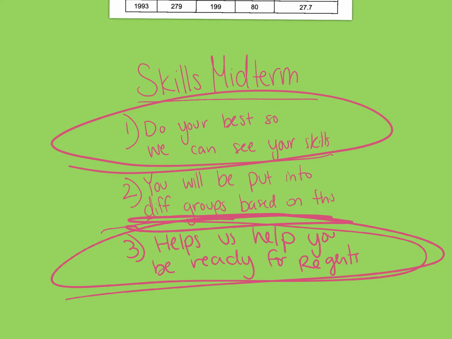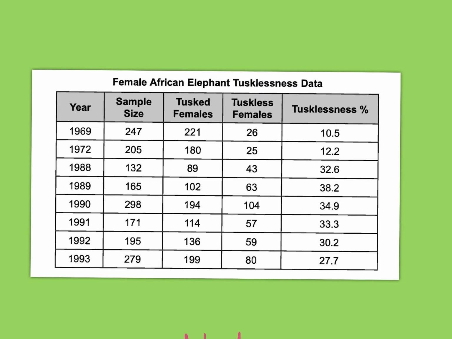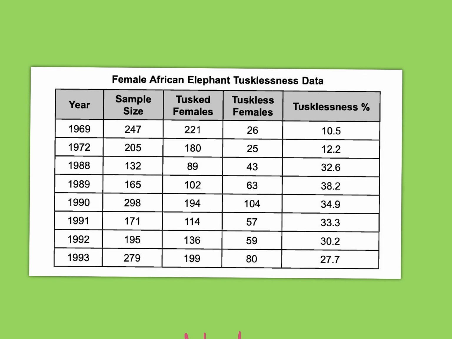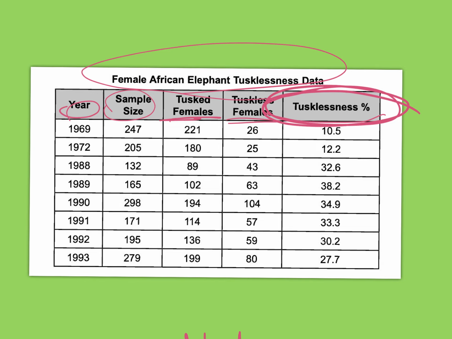So I'm going to leave you guys off with this graph about female African elephant tusklessness. It tells us the year, the sample size, the number of tusked females, the number of tuskless females, and the percentage of tusklessness. I'm going to ask for you guys to identify one trend across the years here.